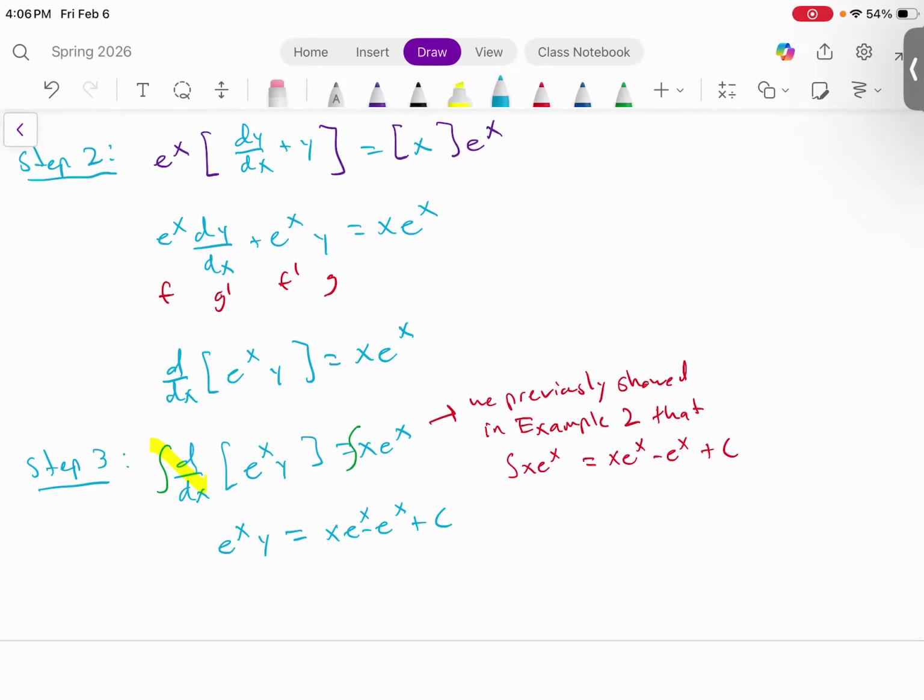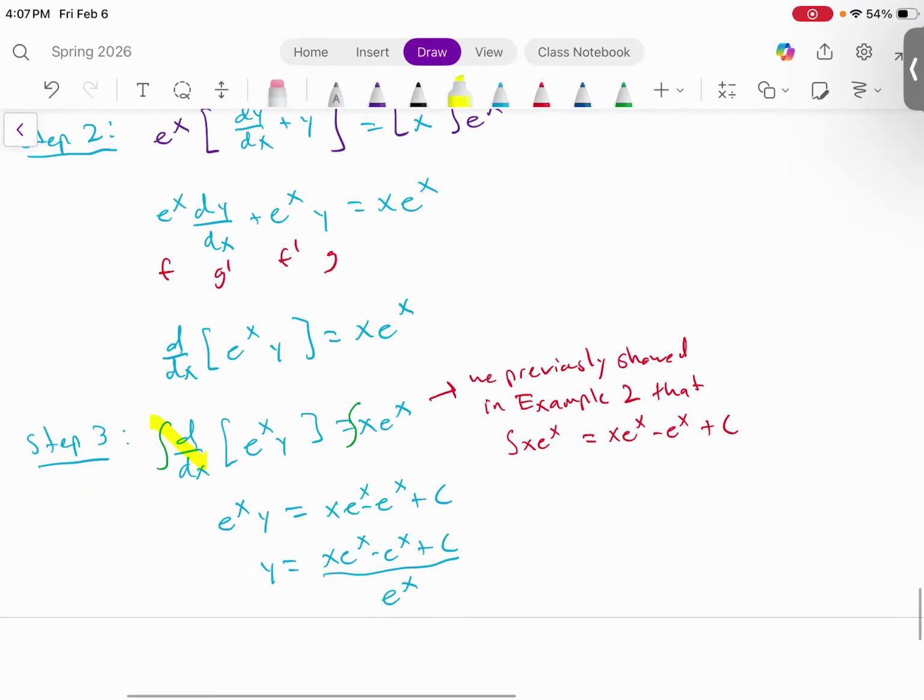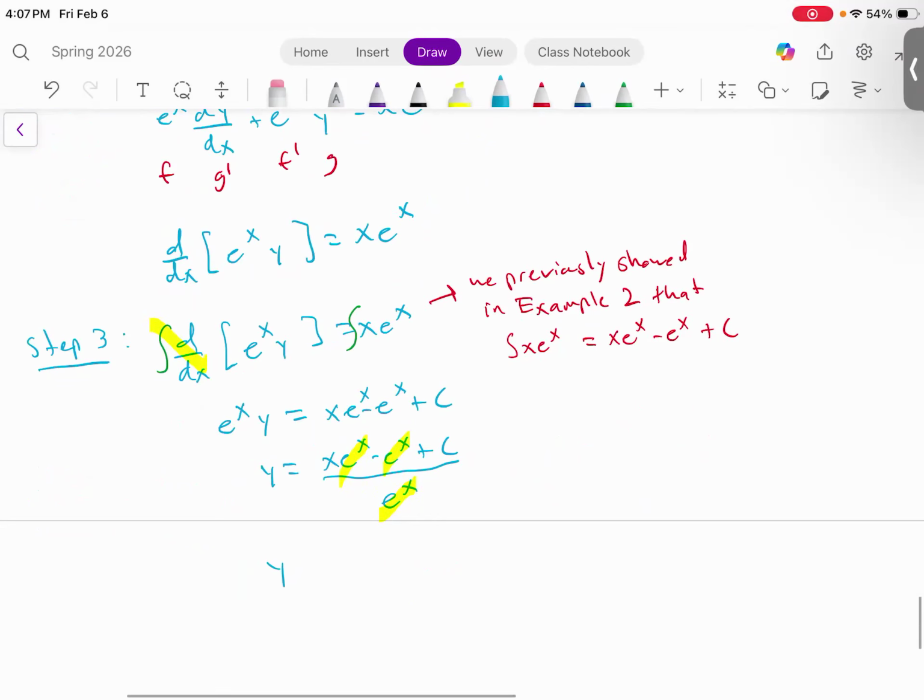Okay, so now we want to solve for y, so we'll divide both sides by e to the x. And so things will start canceling out. So e to the x cancels out, that e to the x cancels out. And so I'm left with y equals x minus 1 plus c over e to the x.